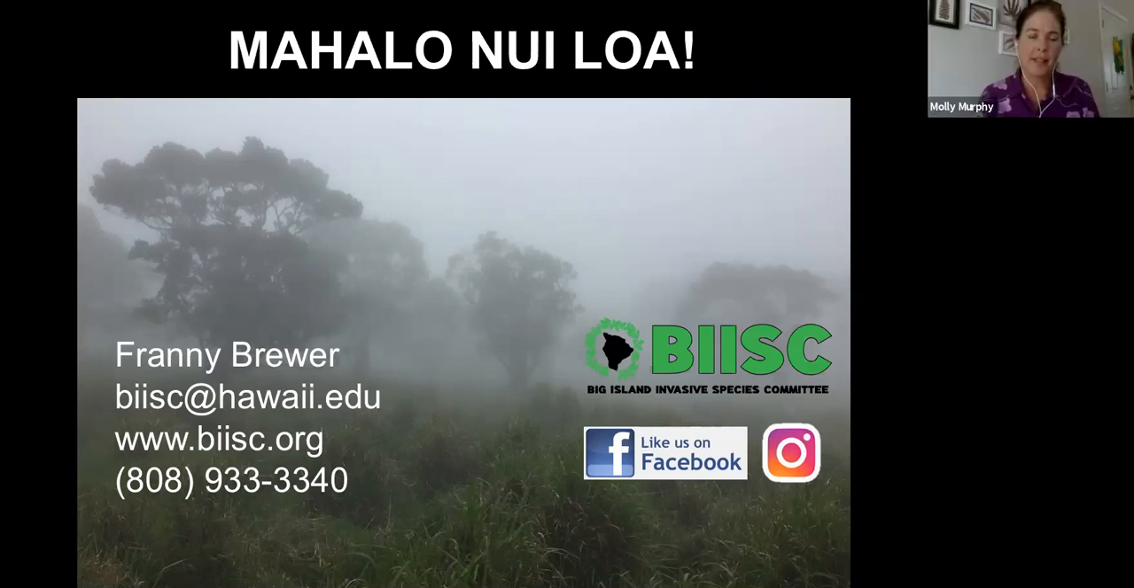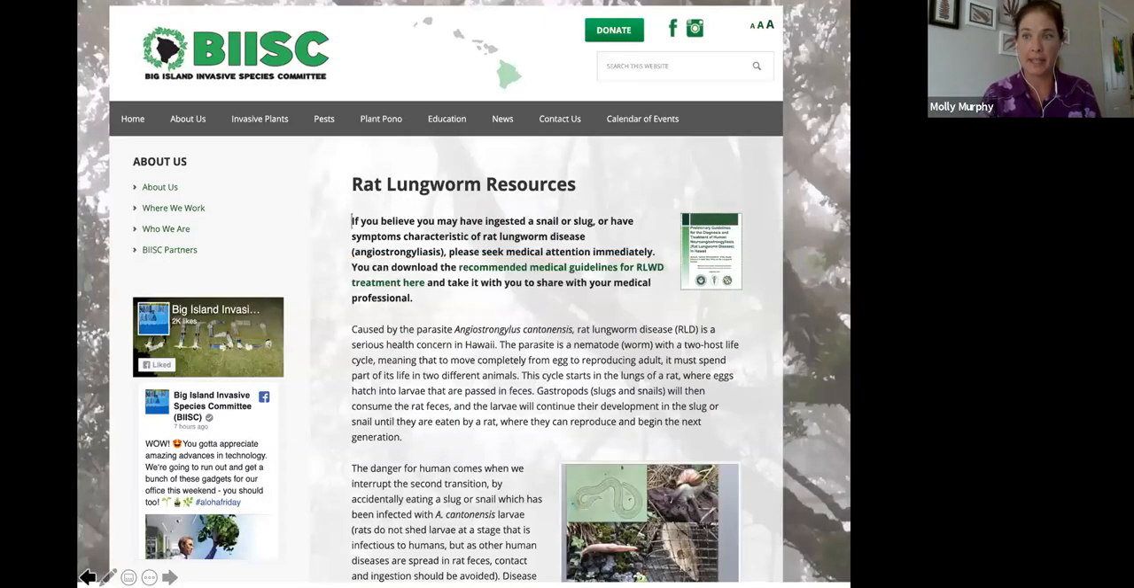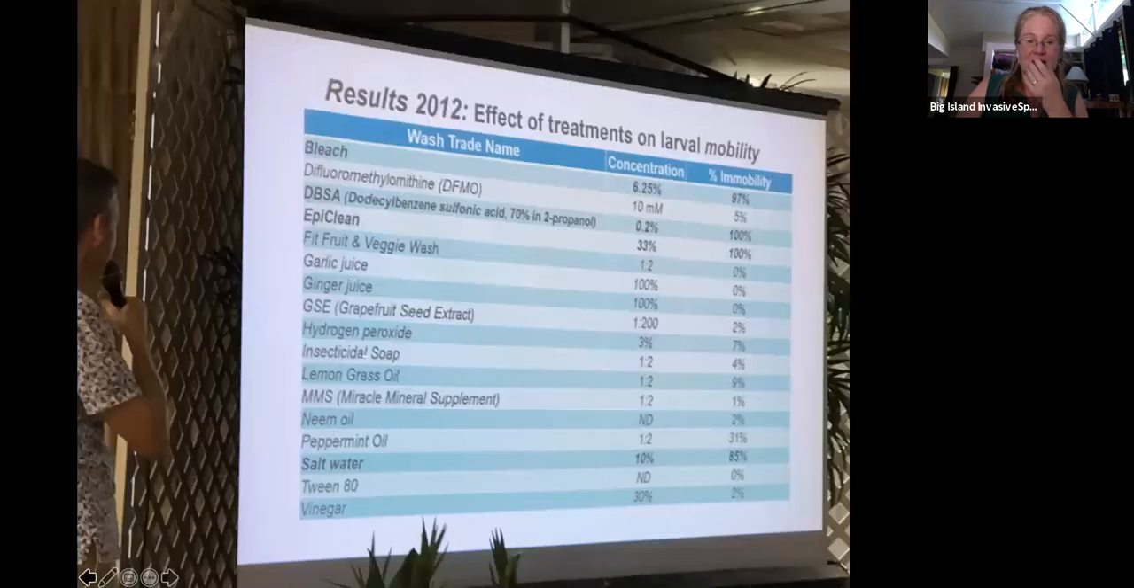Could you go back to the slide where it shows all the solutions that were tested to clean lettuce and greens? That would be this one. So you can see things like garlic juice, 100% concentration, 0% immobility, which means that all the worms were totally fine. There was no immobility. These two here are crop washes. They're not available as vegetable washes. And so we don't even know if they'd be safe.